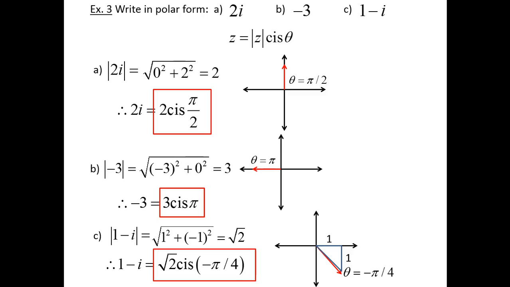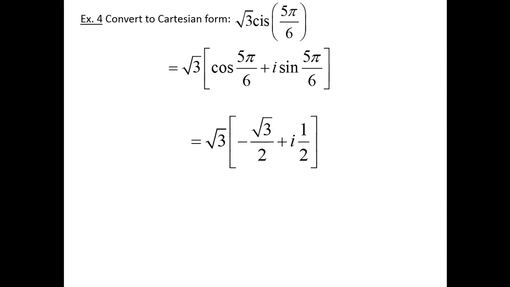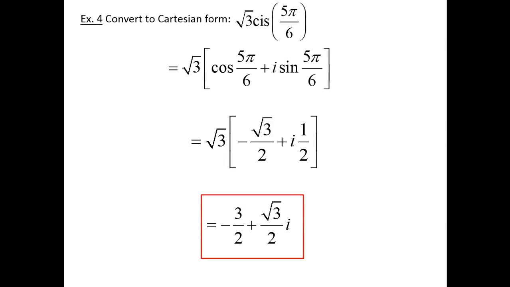And going back in the other direction is pretty simple. So this is in polar form. We want to convert it back to Cartesian. All we're doing is going to expand that cis and write it as cosine 5 pi over 6 plus i times the sine of 5 pi over 6. And just replace those with the appropriate unit circle values. So we have negative root 3 over 2 and 1/2. Then just distribute the square root of 3. There's your Cartesian form, the x plus iy form.